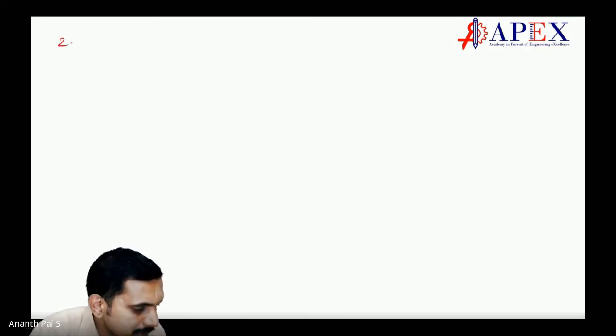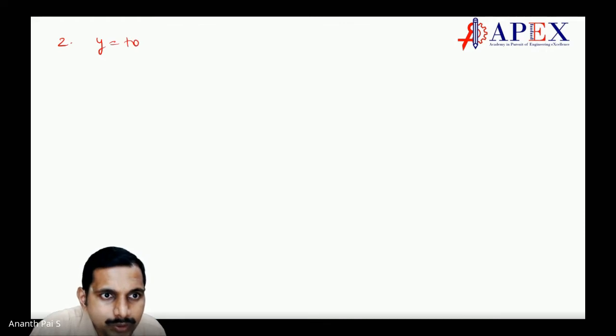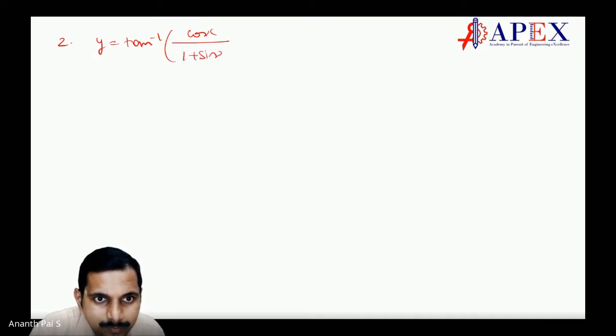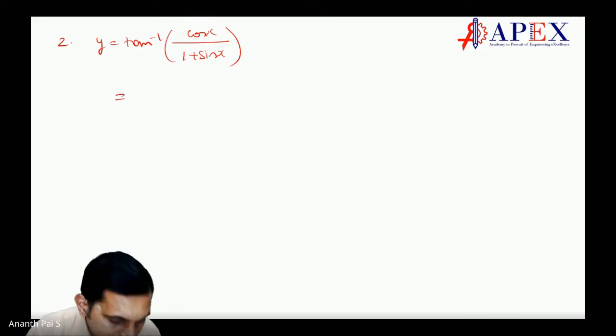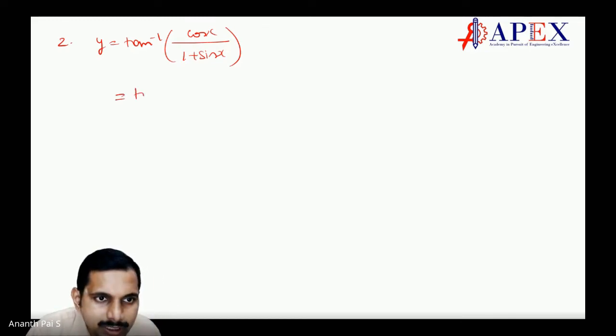The second example is y is equal to tan inverse of cos x divided by 1 plus sin x. What is that, students? How can we do this? We can say this as tan inverse. There are a number of ways. This is one of the ways.